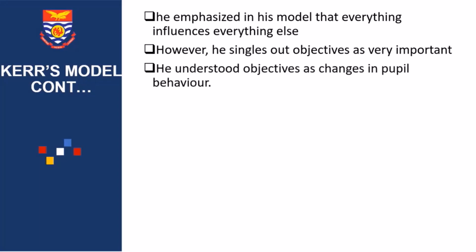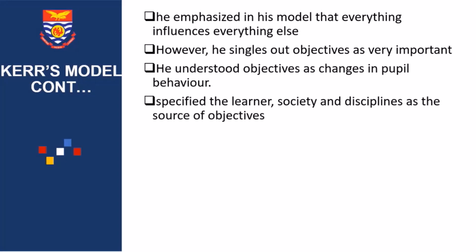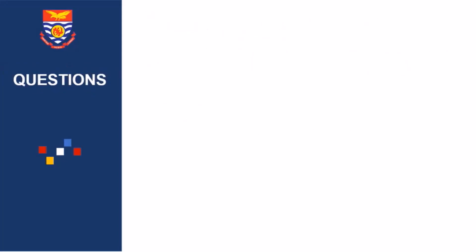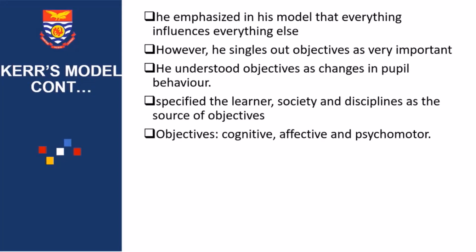He understood objectives as changes in people's behavior. Specify the learner, society, and disciplines as the source of objectives. So the sources of objectives should come from the individual, society, and disciplines, according to Kerr. And he classified objectives under cognitive, affective, and psychomotor domains. So basically, these are the 4 models of curriculum design.